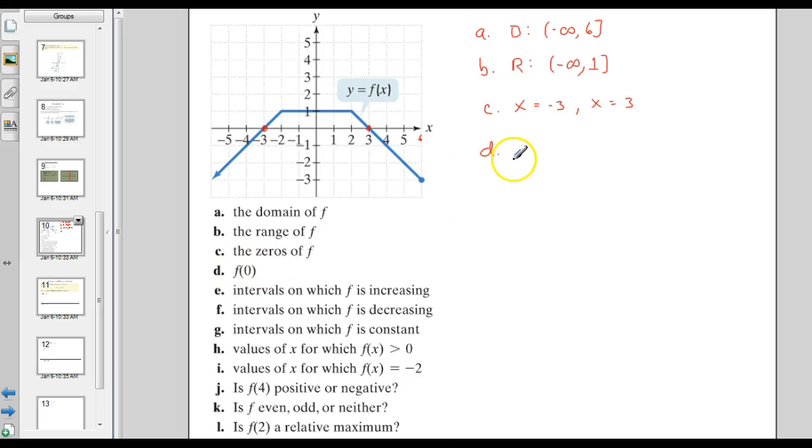f of 0. That's another way to say the y-intercept. But it's also a way to say what's the y-coordinate when the x-coordinate is 0. So you just go up or down from 0 until you hit the graph. And you see we hit the graph at 1.